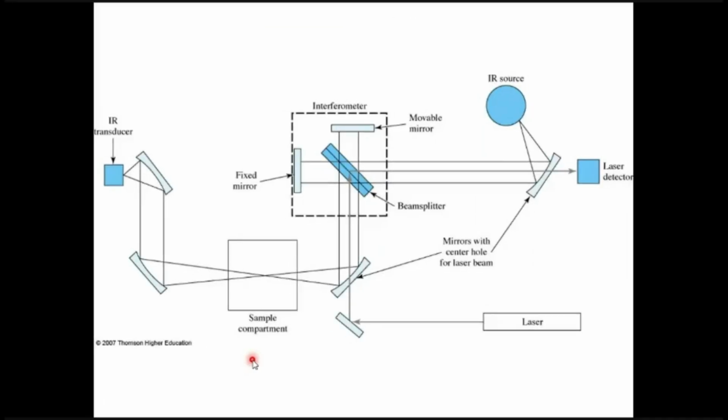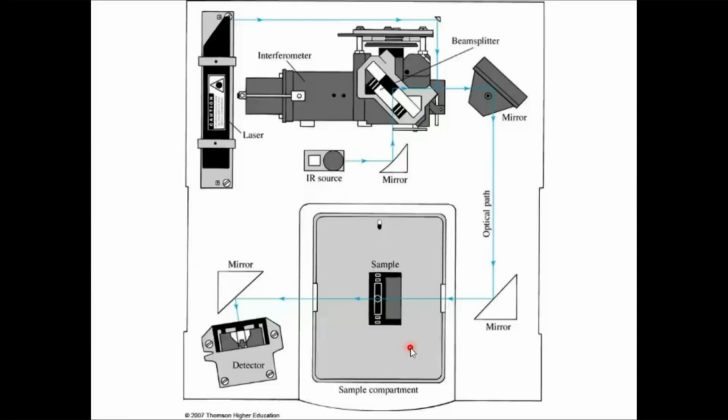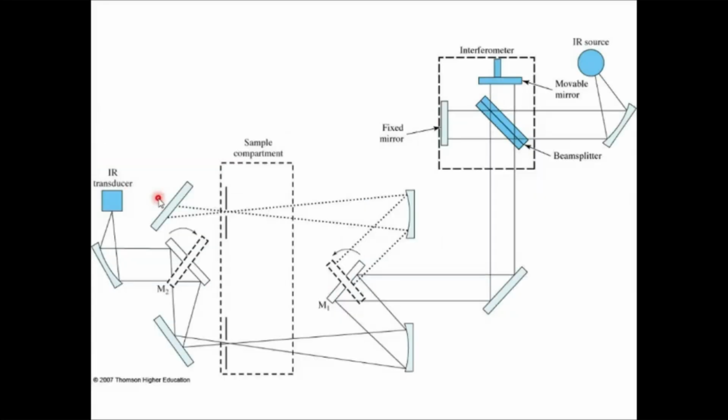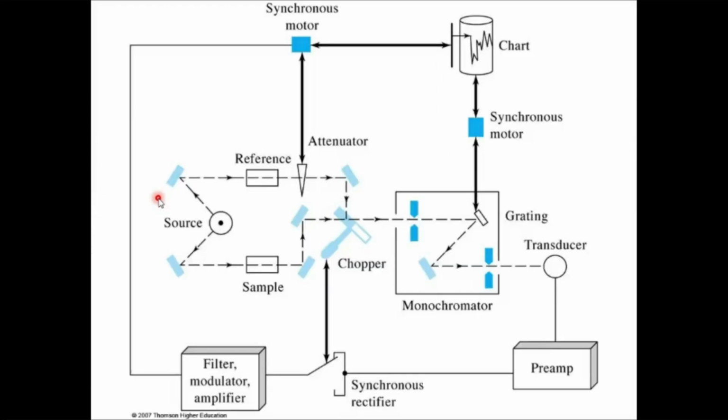Now here observe, here is a block diagram. It is the same instrument. You have the IR source, from which the light is produced. You have one fixed mirror, one interferometer, and then you have the laser transducer. There is another way of representing the same thing. The IR transducer is your detector.